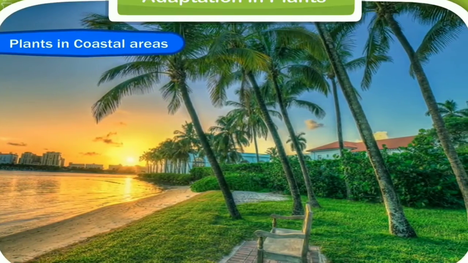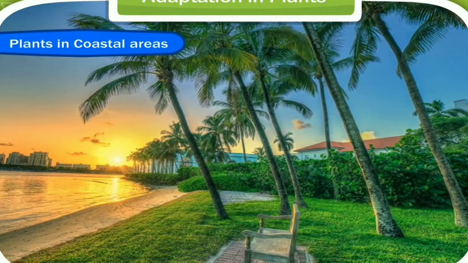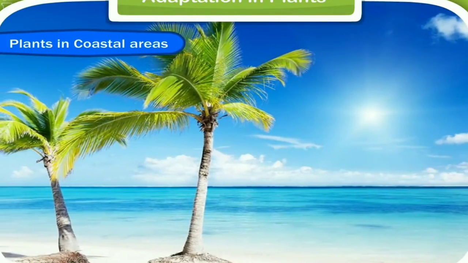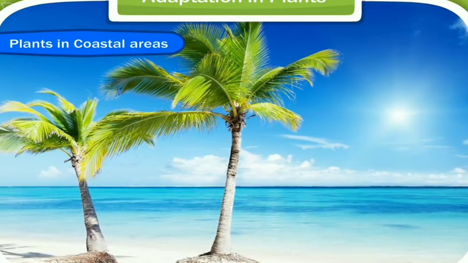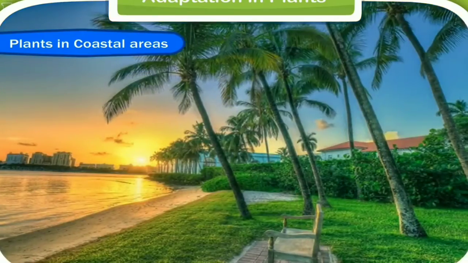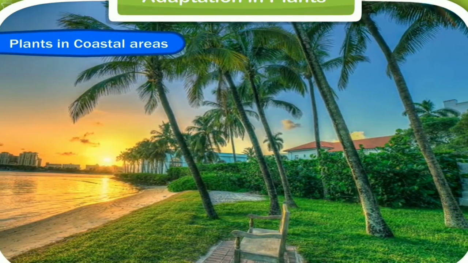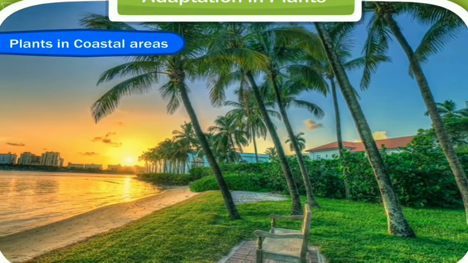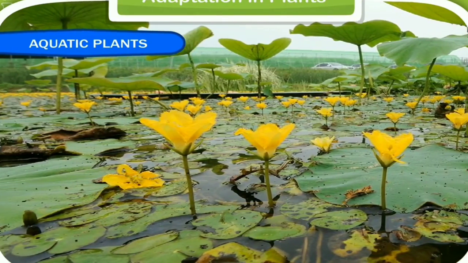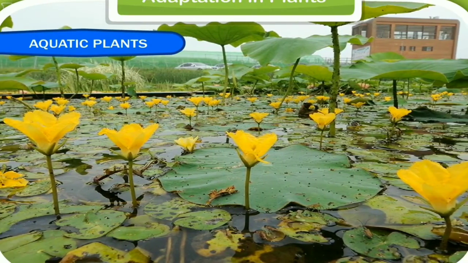Plants in coastal areas. Plants such as coconut and palms have high water requirements, so they grow in coastal areas. They can grow well in humid areas and salty water. The seeds of these plants are easily carried away by water to far away places. Aquatic plants. Some plants grow in water. Plants that grow in water are known as aquatic plants.